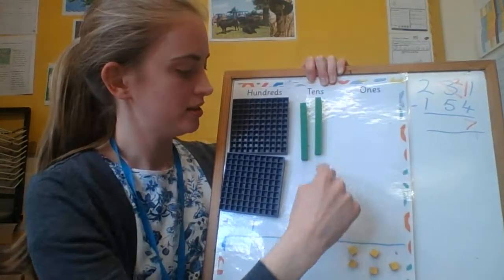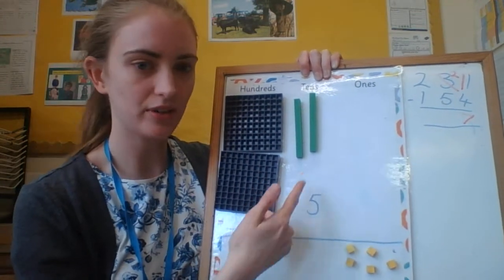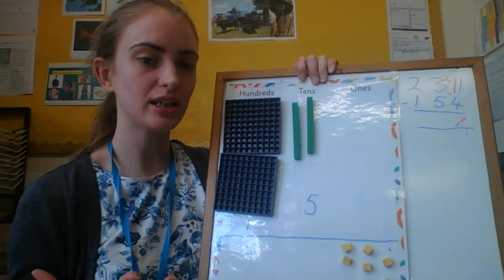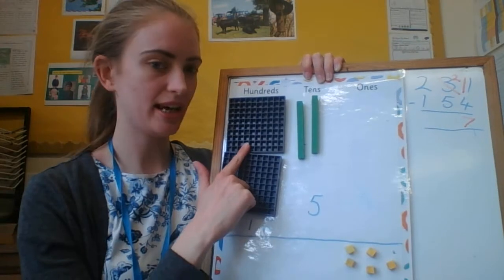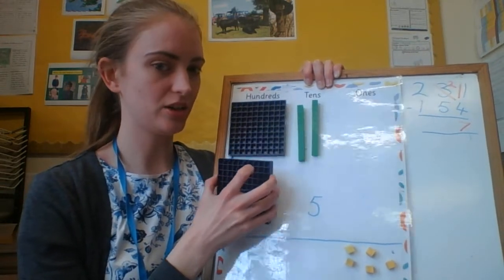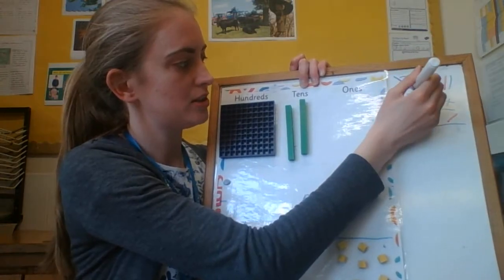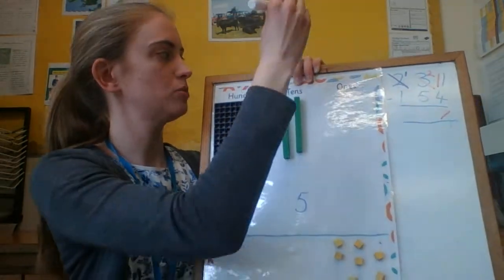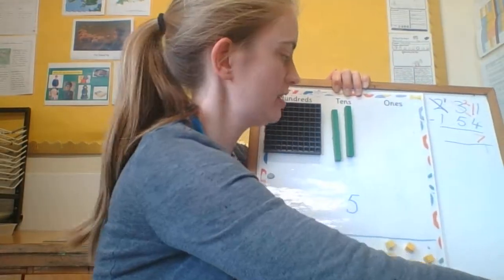Okay. I need to take away 5 from my 2 tens. Can't take away 5 tens from 2 tens there. So have a think a moment. Where could I get some more tens? 10 tens make 100. So I'm going to take 100. So take away that 100. So I've got 100 left. And I'm going to swap it for 10 tens.